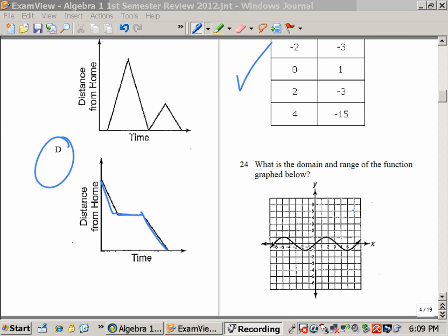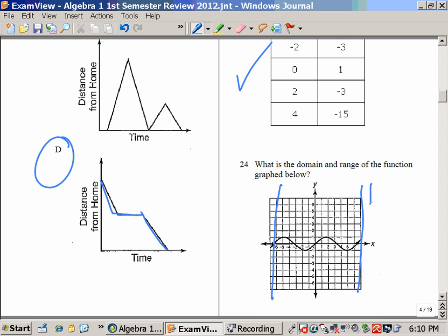24, I need to find the domain and the range. The domain, I draw lines going down. I hit arrows on each of them, so my domain is from -infinity to +infinity, which is all real numbers. My range, I draw rivers going across. That hits at -1, and the river at the top hits at +1. So my range is going to be everything from -1 to +1.